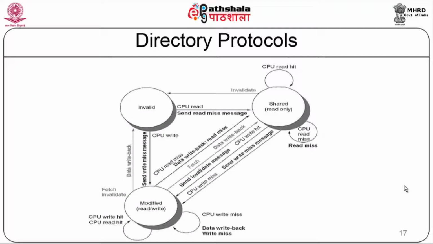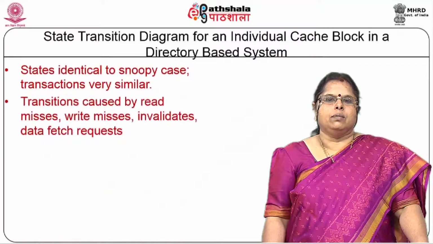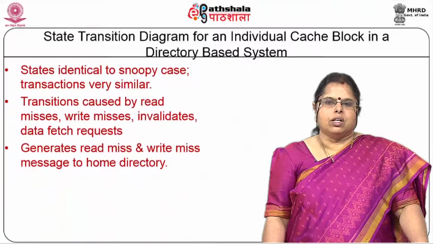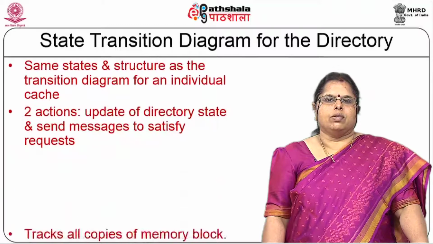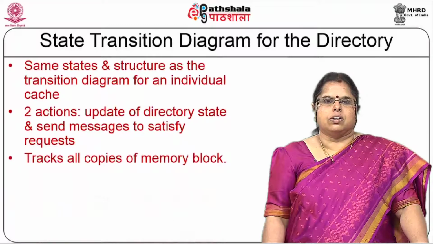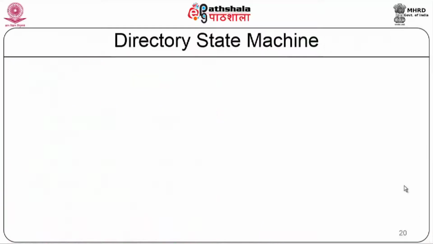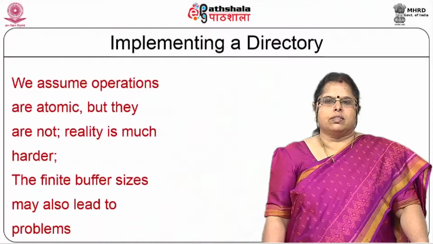So, all this information is again represented in the form of a state diagram. You have three different states for the cache: an invalid state, a shared state and a modified state, and depending on the request coming in from the processor, you have various activities taking place and state changes happening for your cache blocks also. So, this is a state transition diagram. It is basically similar to the snoop based protocol that we already discussed. The fundamentals are the same. You have the same states and structure as the transition diagram for an individual cache. So, this gives you the directory state machine.